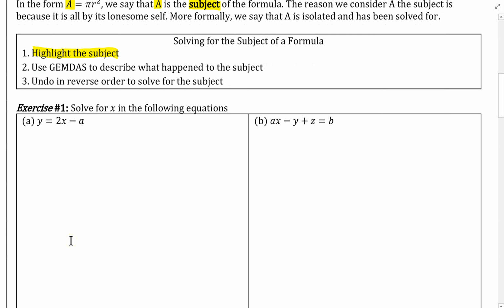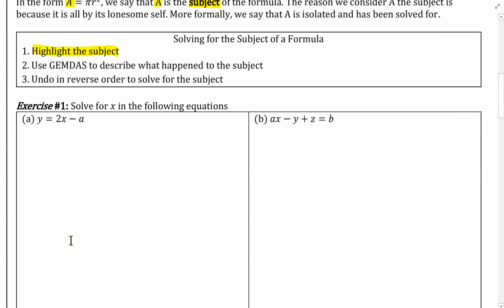Exercise 1A. y equals 2x minus a, and we want to solve for x. Now this actually isn't any different from what we've been doing before. The only difference here is I'm going to highlight x because x is the subject. It's what I want to get by itself. And now that I highlighted it, I can pay attention to it. What has happened to x?